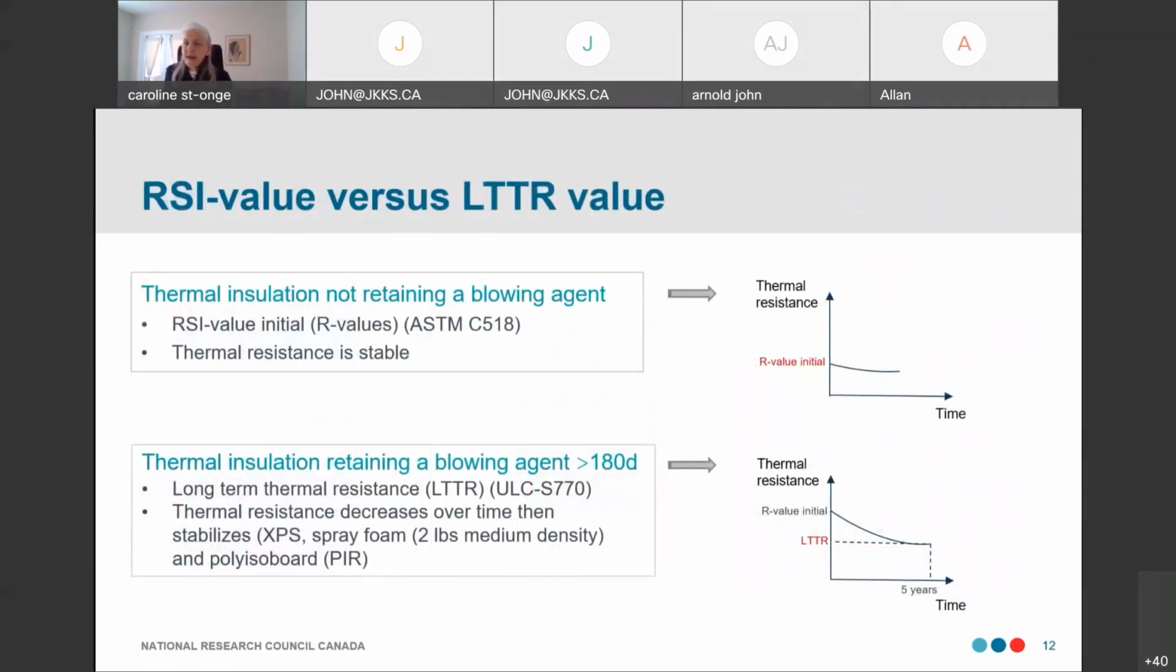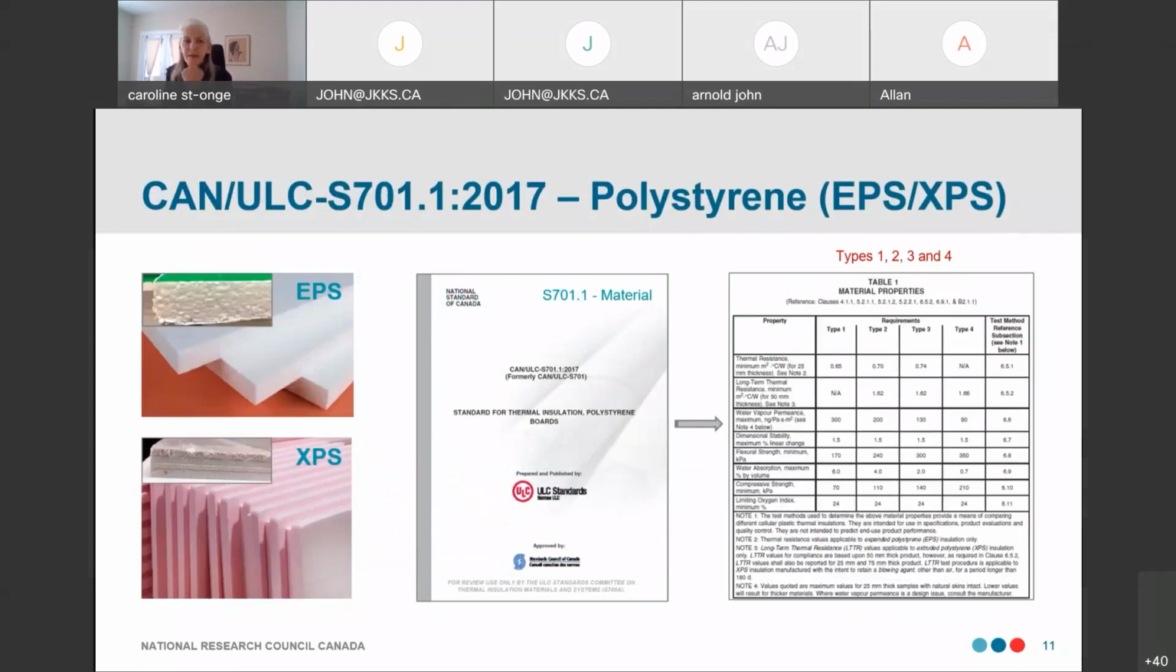I want to open a parenthesis here in terms of thermal resistance, or maybe I should go back. Let me go back to this slide. I don't know if it's clear enough for you, if you can see the details of this table. Table 1, which is part of the standards, says that thermal resistance must be tested and long-term thermal resistance must be tested. Let me explain the difference.